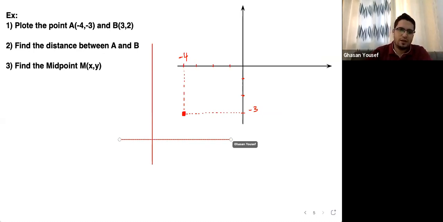Now, for the second point, 3 positive and 2, in which quadrant is this point located? 3 and 2. Which quadrant is 3 and 2 located in? The first one, this is correct. Fourth one. The fourth, but here we have the third. Some students said the third, some students said the fourth. First of all, yes, go ahead.